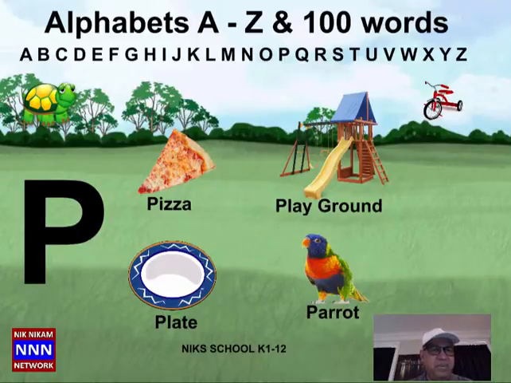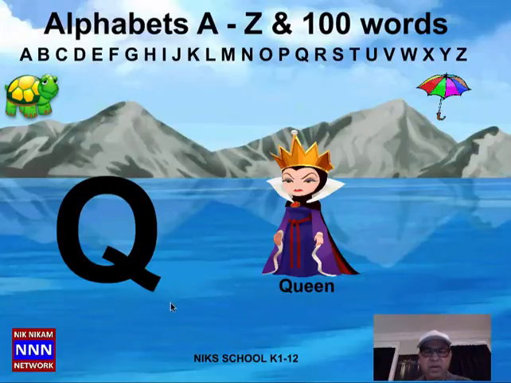Okay, let's go to the next letter here. Q. Q. And who is this? Queen. Yeah. The word queen starts with Q. You are right. Queen. Have you seen a queen? No? Well, there's a Queen of England, and there are a lot of other queens, but in America, we don't have a queen. All right?